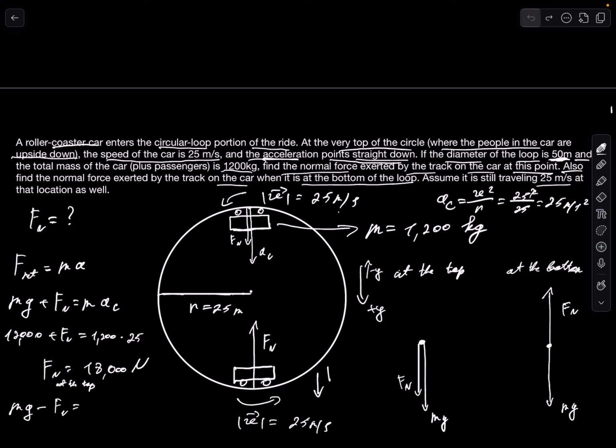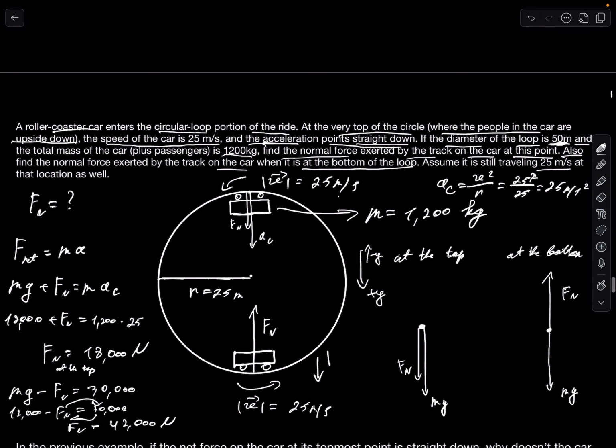Here we found that ma is just 30,000 because 1200 times 25 gives 30,000. And mg is 12,000. So here we have 12,000 minus F normal equals 30,000. If we move F to that side and 30,000 to the other, we get F normal is equal to 42,000 newtons. This is at the bottom.